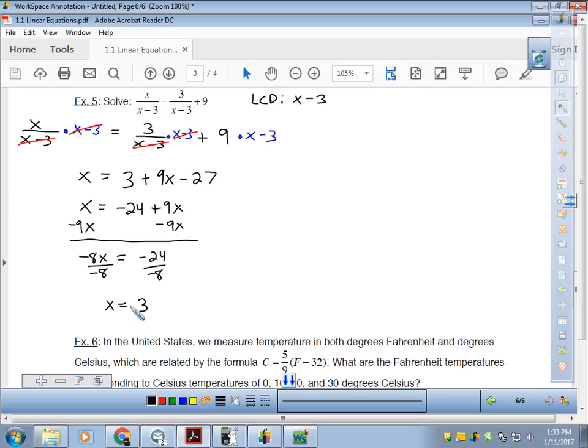Okay. So if I take it and plug it in, oh no, 3 minus 3, that gives me 0 on the bottom. So this solution doesn't work. Since that was our only possibility, this equation has no solution. There is no number for x that we can plug in to make this equation be true. So this is an equation with no solution.